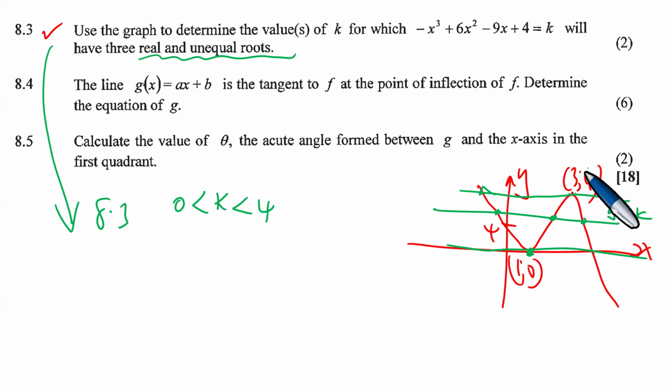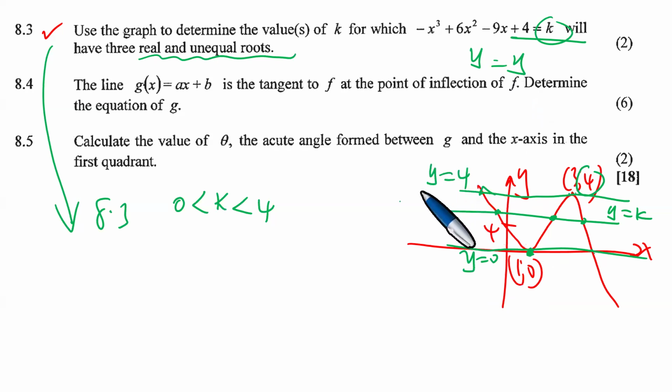So because it's between 0 and 4. Because this k is equal to the y function, it's like y equals y. And y is clearly 0 at the origin, but y is 4 there. So which means that k is between 0 and 4. If you don't want to say that, you can say that k is an element of the interval from 0 to 4. Okay, we're done with that part. We proceed to the next question.